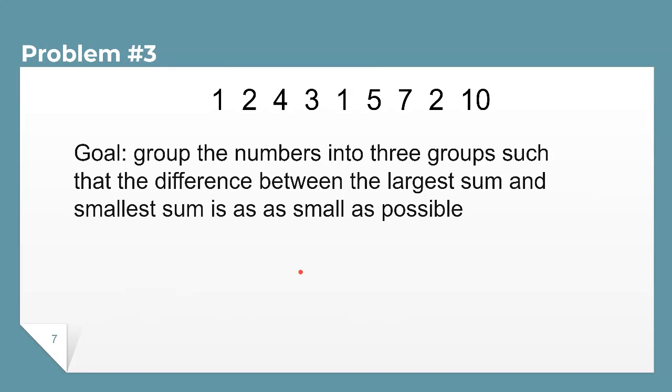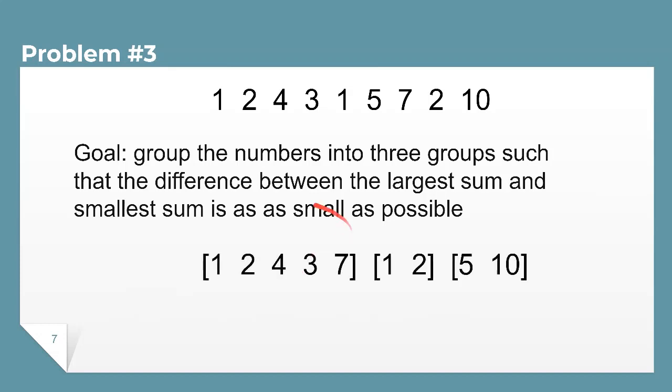So here's an example of a grouping where we have 1, 2, 4, 3, and 7 in the first group. We have 1 and 2 in the second group, and 5 and 10 in the third group. Do notice that the elements don't have to stay in the order that they originally were. The last group has 5 and 10, but 5 and 10 were not together in the original array. So, yeah, order does not matter.